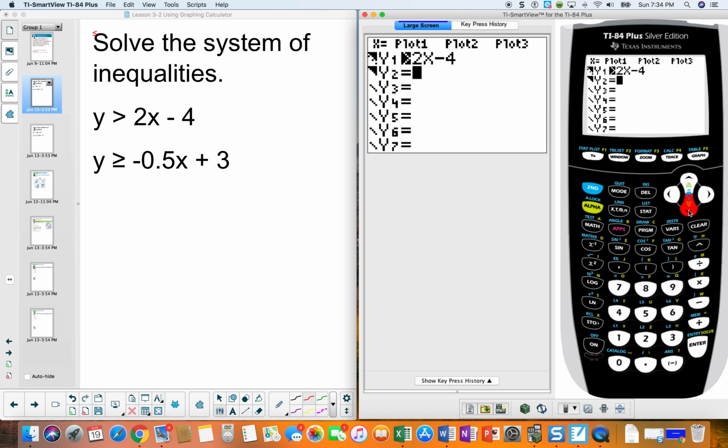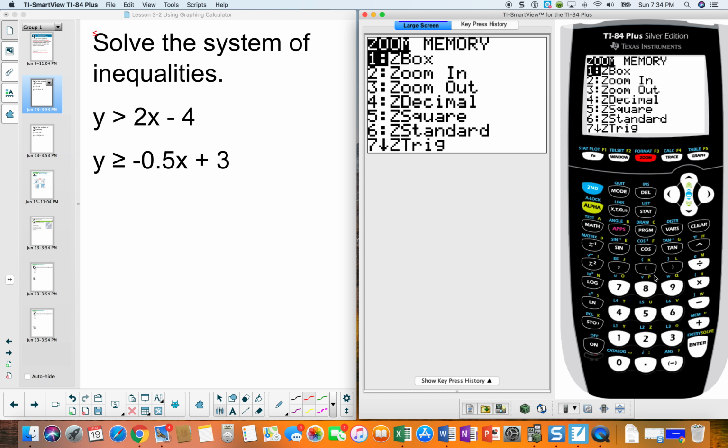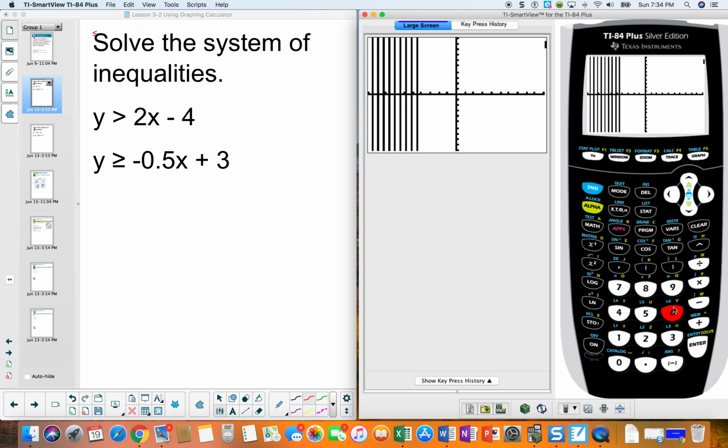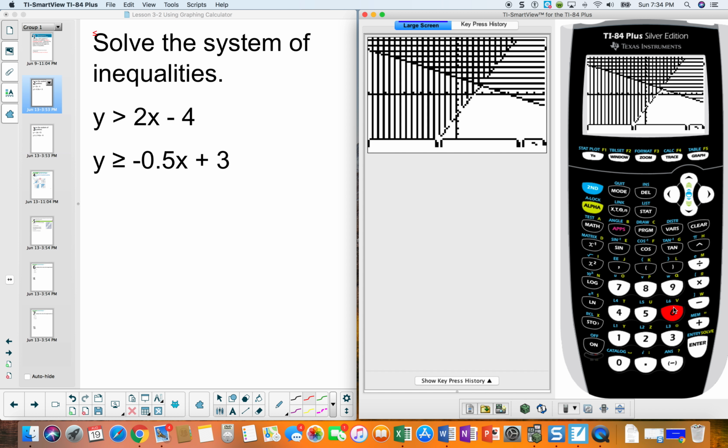Now let's go down. We're going to go right on top of the equal sign, and press alpha, and we want greater or equal. So press the graph button, and that'll switch it. And then we're going to write negative 0.5x plus 3. Now we don't know what state the window is, so we're going to press zoom, and go to standard screen, which is 6, and it's going to graph the first one, which is a dotted line, the second, which is a solid line, and we're going to get this intersection.